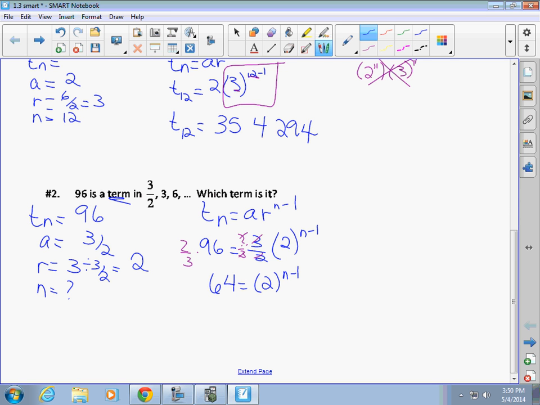So what I need to do here is see, is there 2 to the power of something that equals 64? So you can take out from chapter 5, the square root unit, that table of squares, cubes, fourth roots, fifth roots, and so on. And you find out that 2 to the power of 6 is equal to 2 to the power of n minus 1. So since our bases are the same, we can drop them. 6 is equal to n minus 1. So 7 is equal to n. So 96 would be the 7th term in this series. Sorry, sequence.